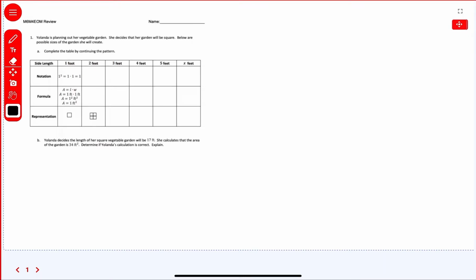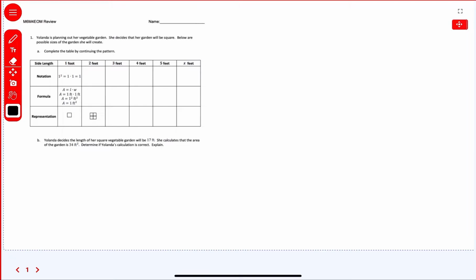This is Math 6, Module 4, the end of the module review. Number 1 says, Yolanda is planning out her vegetable garden. She decides that her garden will be square. Below are the possible sizes of the garden she will create. So we got a square garden, which means the length and the width are the exact same.